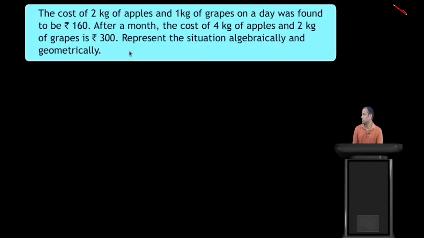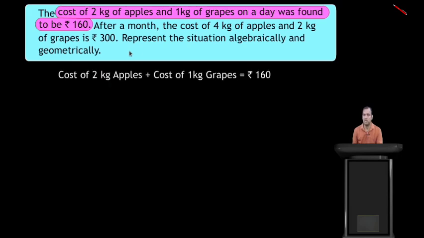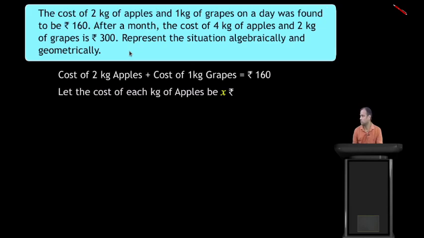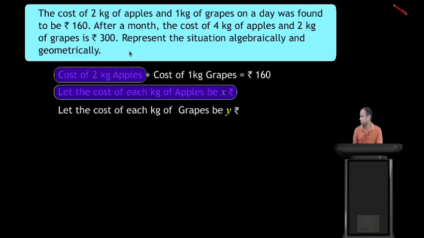Okay, so the problem is: the cost of 2 kg of apples and 1 kg of grapes on a day was found to be 160. After a month, the cost of 4 kg of apples and 2 kg of grapes is rupees 300. Now represent this situation algebraically, same as the previous one. So here, let's suppose the cost of each kg of apple is rupees x, and for grapes it is y.